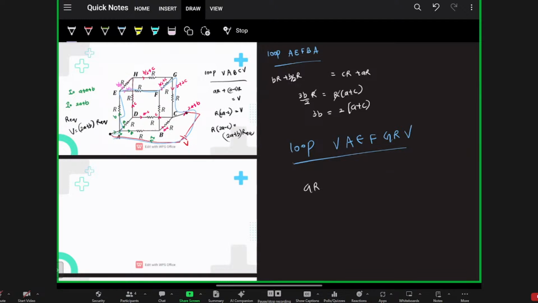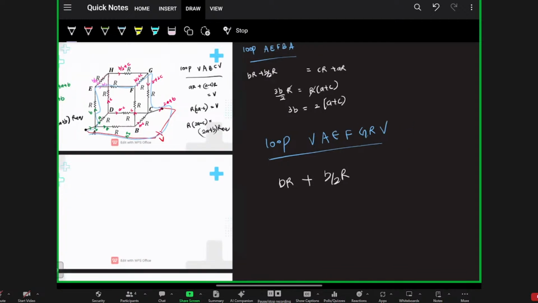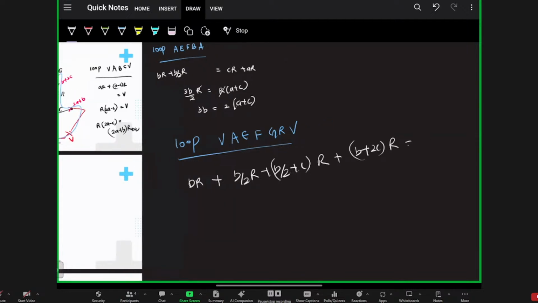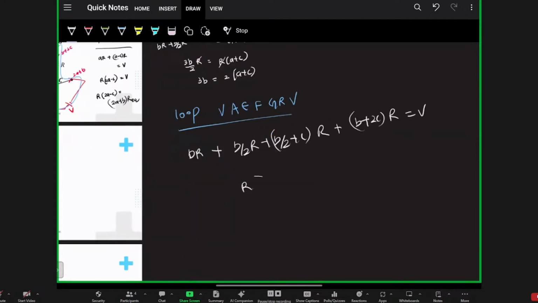Okay, not AR drop, BR drop, correct? BR drop plus EF, B by 2 R drop, then FG. That means B by 2 plus C R drop, correct? Then GR, that is B plus 2C. B plus 2C R drop, which is equal to V. So R common, we can take common, then B plus B by 2 plus B by 2, again B, then again 1B, then 3C. So it will be 3R times B plus C, which is equal to V.